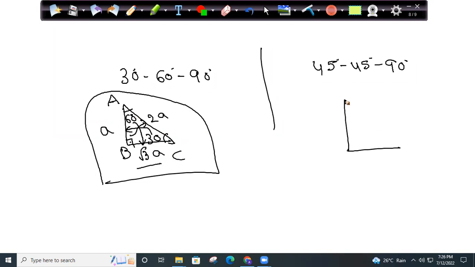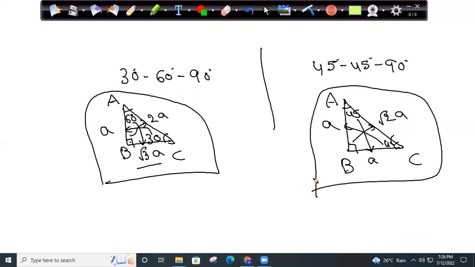In a 45, 45, 90 degrees triangle ABC, this is 90, this is 45, this is 45. If the side opposite to 45 is A, this also becomes A, because the sides opposite to equal angles are the same. Then the side opposite to 90 degrees becomes root 2 times A.